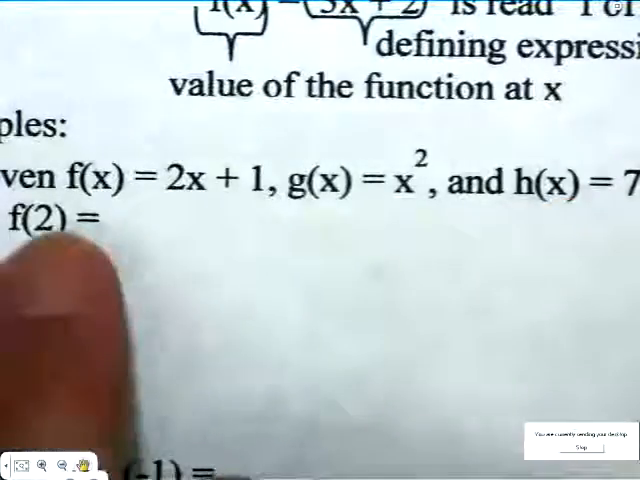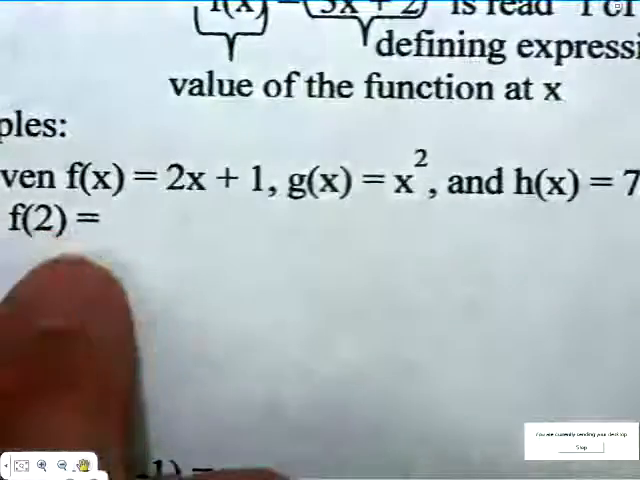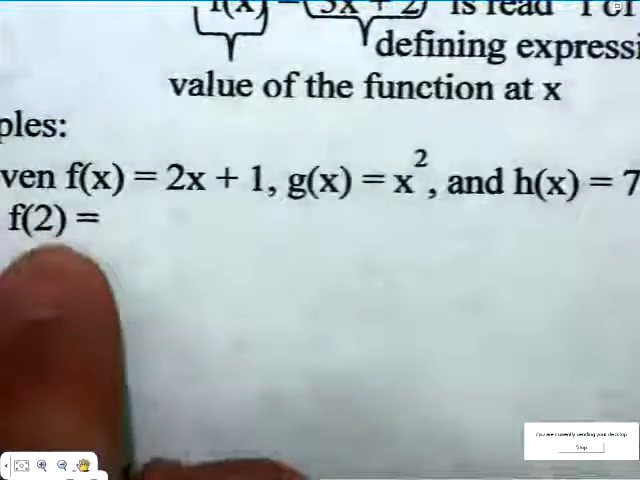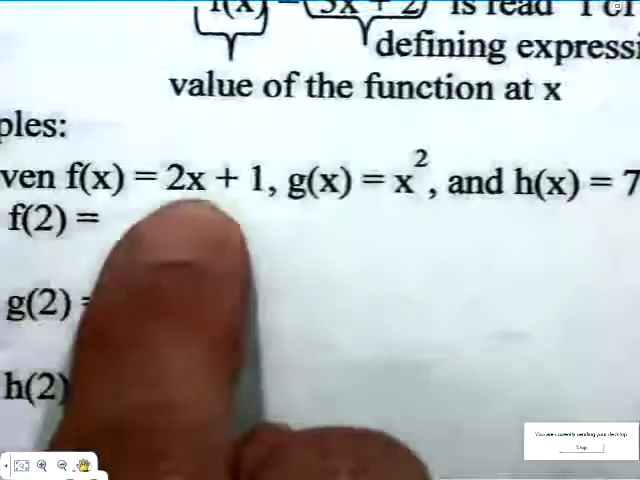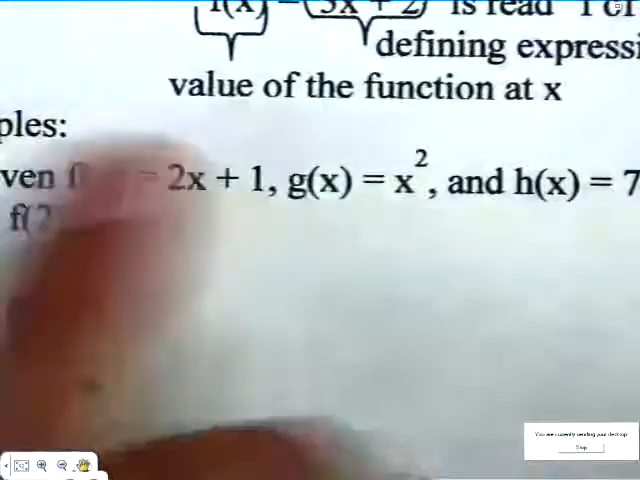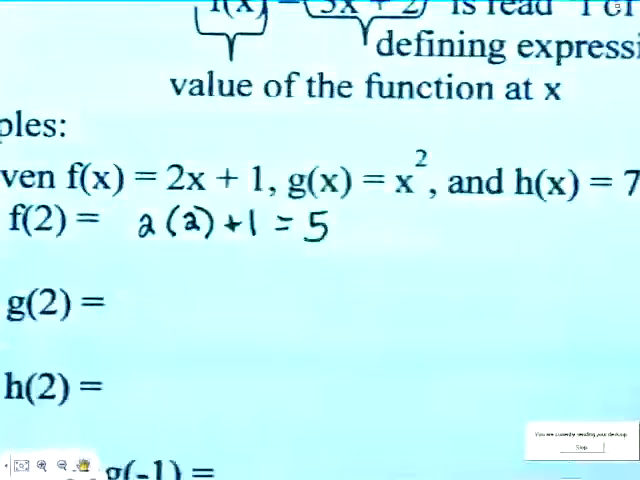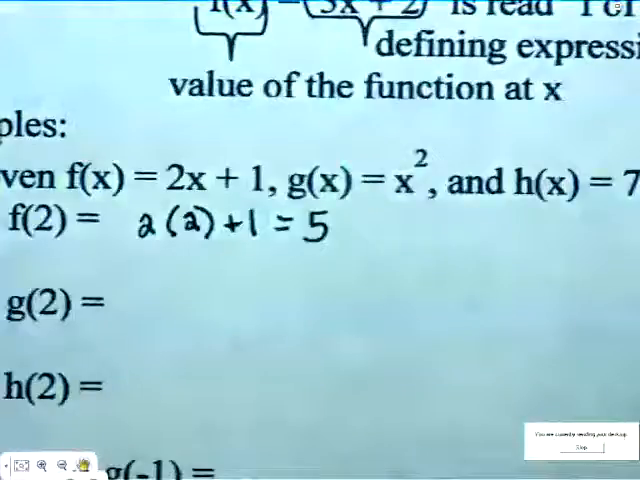Number 1 says find f of 2. That means put 2 in the place of x in the function f. 2 times 2 plus 1 is 5. That means when you let x be 2, you get y equals 5. That also means that the ordered pair (2, 5) would be on the graph of that function.